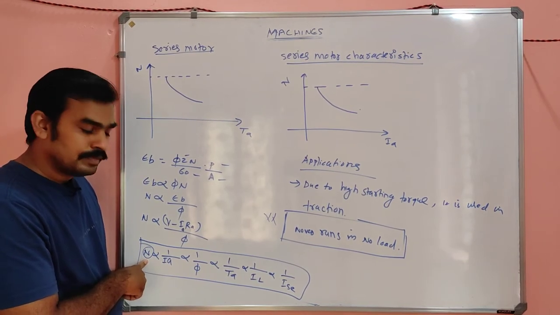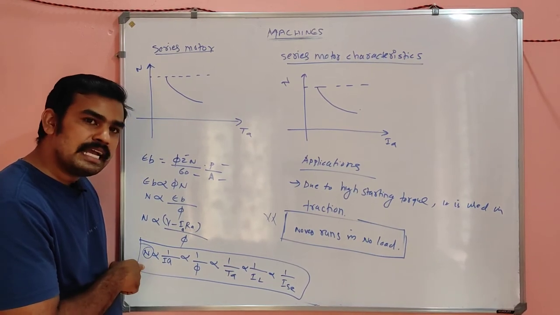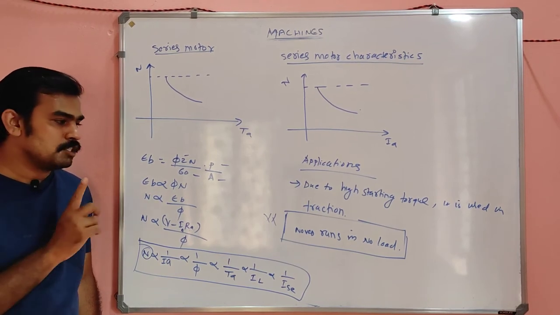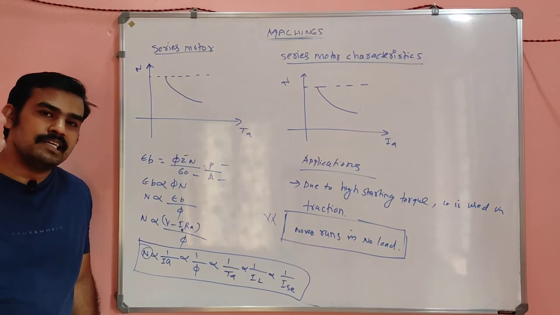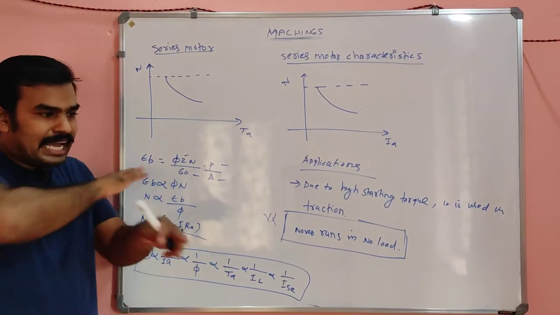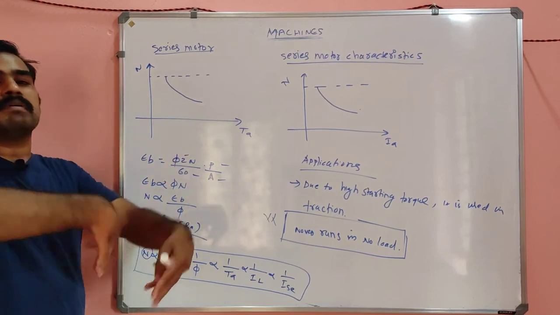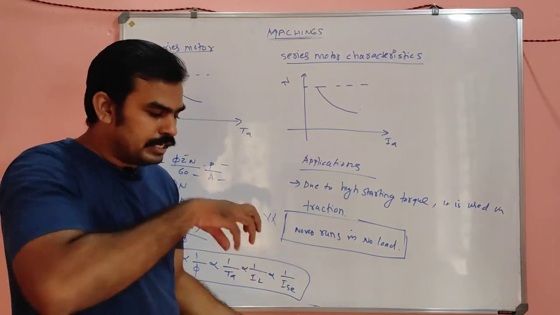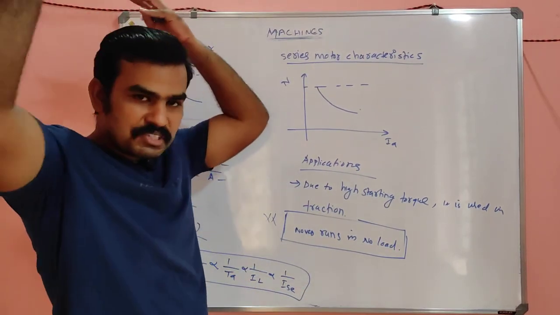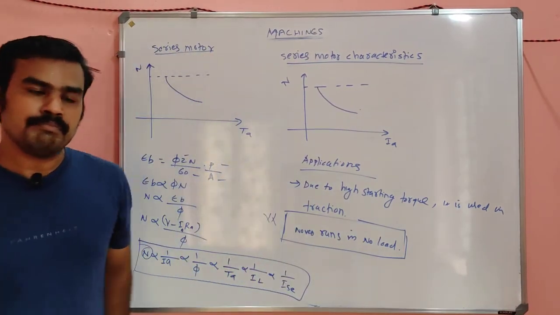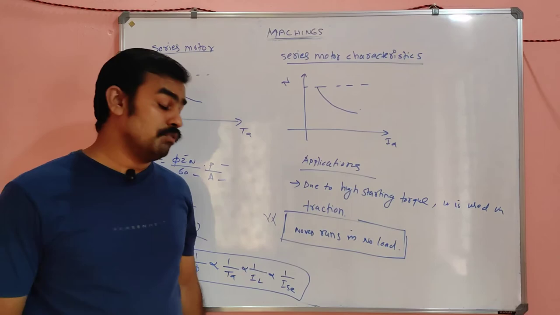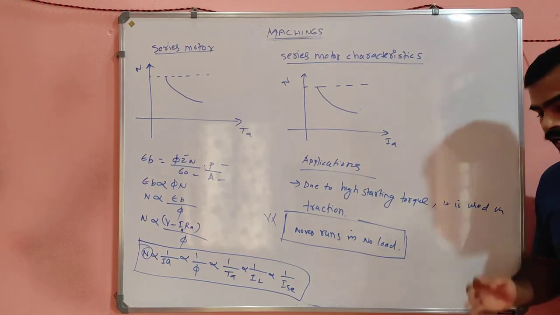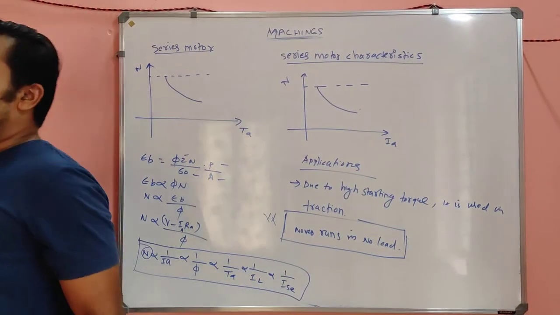Am I correct? Ia is very low, means N will be very high. So if you run the machine at no load, the speed will dangerously increase. It will shatter the whole system. It will burst. The DC motor is fixed by bolts in a concrete structure, and that structure and bolts will suddenly break and shatter away. That type of dangerous thing will happen.